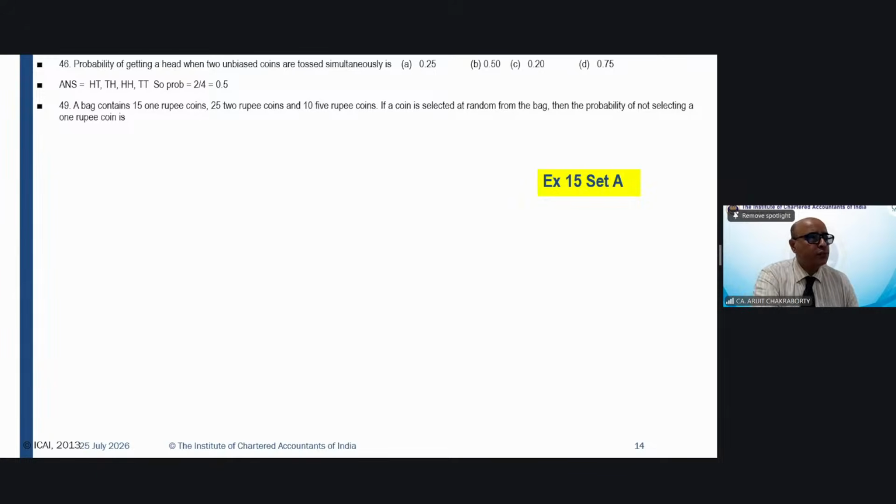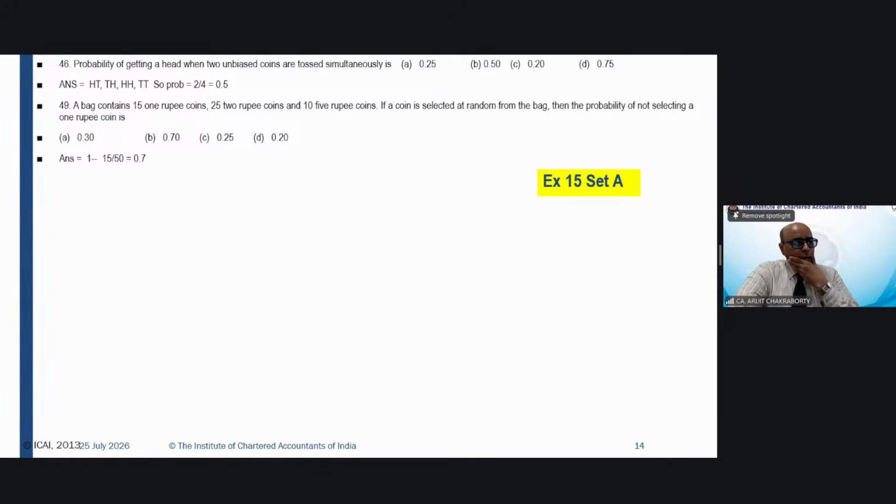We take the next question, 49th question, and we see here a bag contains 15 1 rupee coins, 25 2 rupee coins. So we are commencing our understanding of the next question. 15 1 rupee coins, 25 2 rupee coins, 10 5 rupee coins. If a coin is selected from the bag, probability of not selecting a 1 rupee coin. Probability of not selecting a 1 rupee coin means what? This probability is the complementary event of selecting a 1 rupee coin.